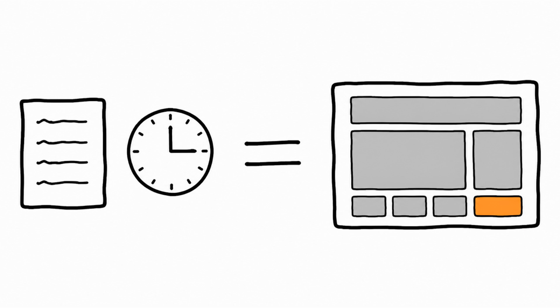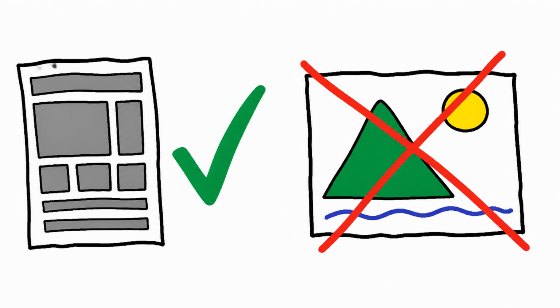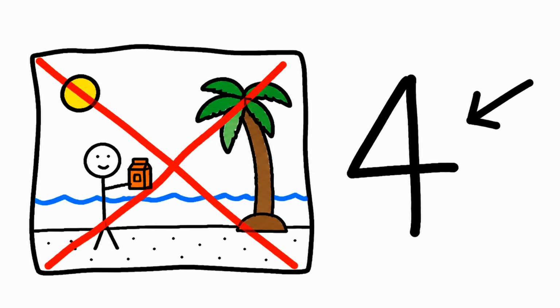One honest limit. This builds layouts and interfaces, not photographs. If you need a person holding a product on a beach, design is not the tool. Which brings us to the one you have been waiting for.